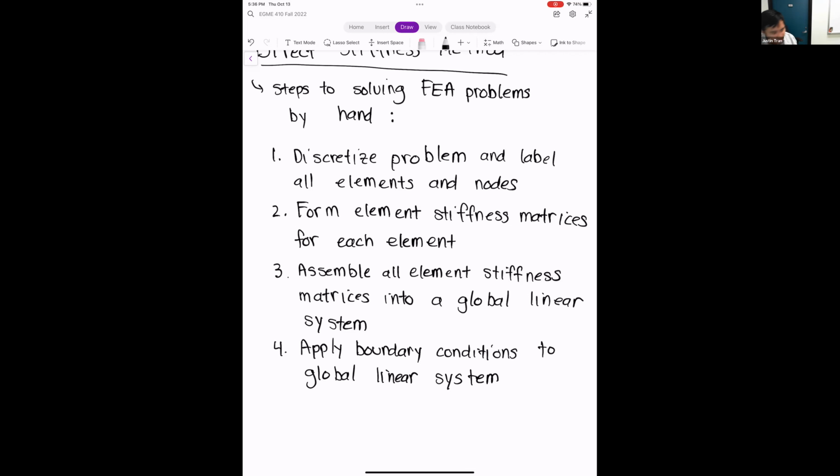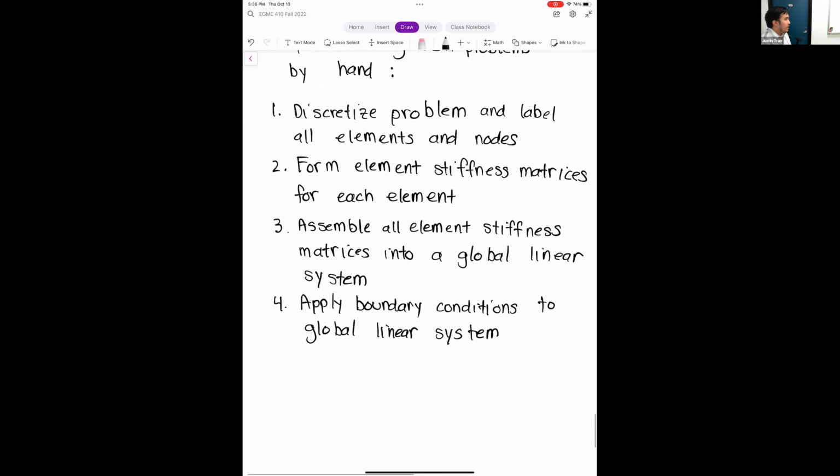Okay. The next step is to apply boundary conditions to the global linear system. Even though at the end of step 3 we end up with a system of equations, that system of equations actually can't be solved until we apply boundary conditions. We're going to apply our constraints and our loads, and that's going to modify our linear system. As long as we do that correctly, we're going to end up with a system that we can solve.